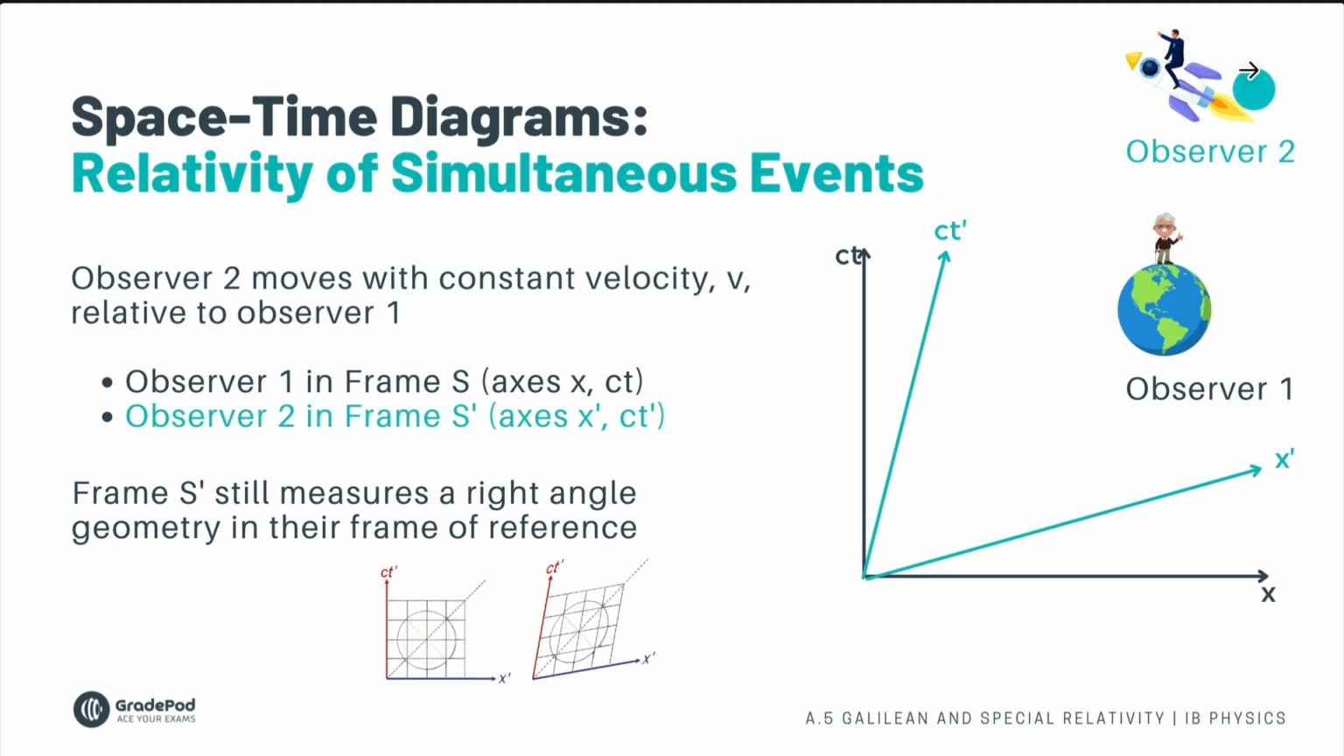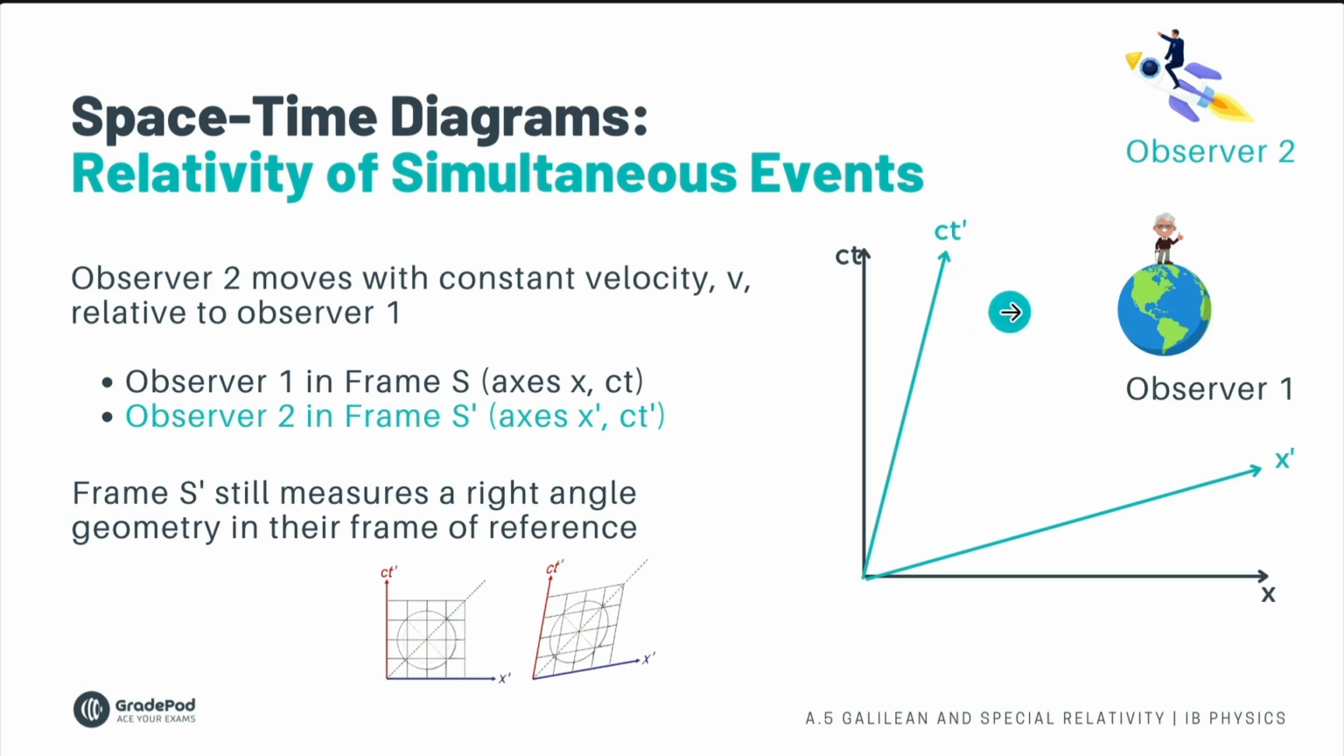Observer 2 is moving very fast relative to observer 1, and he also has a frame of reference we're calling S dash. He also has a representation on the space-time diagram of x dash and ct dash. You can see that these axes are at an angle to the original axes, and this angle later on will tell us how fast observer 2 is moving relative to observer 1. This angle between ct and ct dash should be exactly the same as the angle between x and x dash. That's how we represent two frames of reference in one space-time diagram.